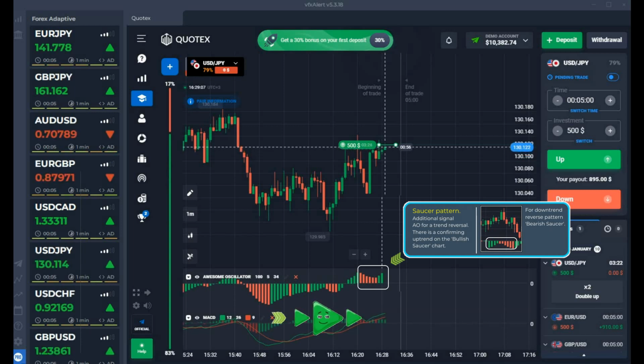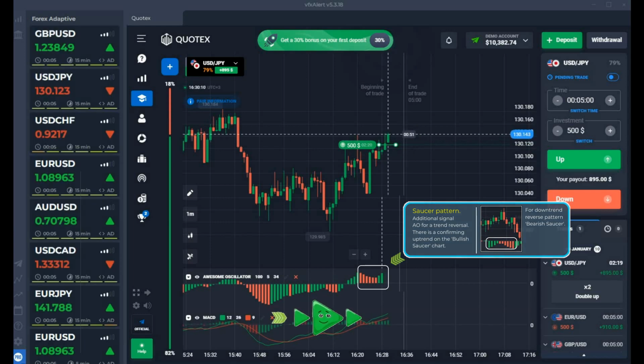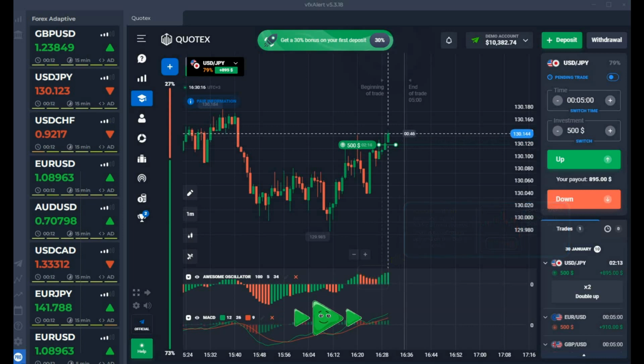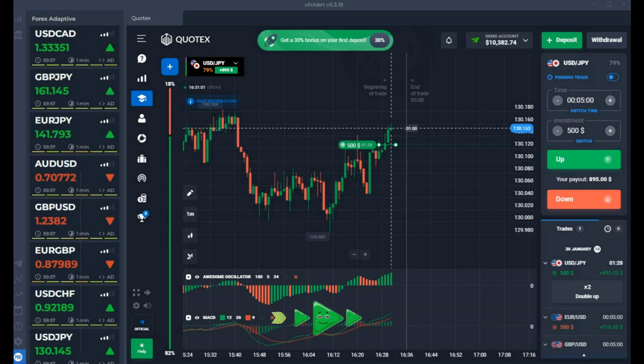Looking at the chart, the first upward breakdown of the MACD zero level and awesome. Then a short consolidation and pullback. Uptrend continues. The deal is in the money. We are not opening options yet.